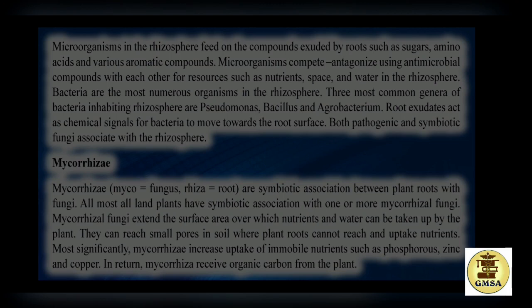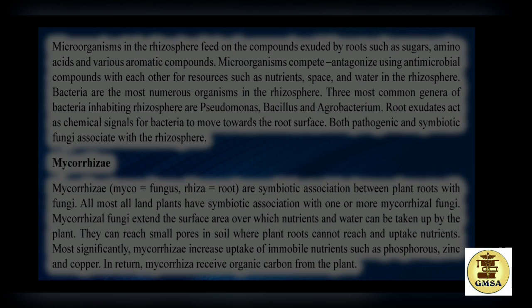Mycorrhizal fungi extend the surface area over which nutrients and water can be uptaken by the plant. They can reach small pores in soil where plant roots cannot reach and uptake nutrients. So this mycorrhizae can grow through the small spaces present between the soil particles which the plant roots cannot reach. So once this mycorrhizal growth occurs, they are involved in absorbing the nutrients and water and making them available for the plants. So the areas which cannot be reached by the plant roots will be reached by this mycorrhizae, and in return the plants will obtain the water and nutrients through them.